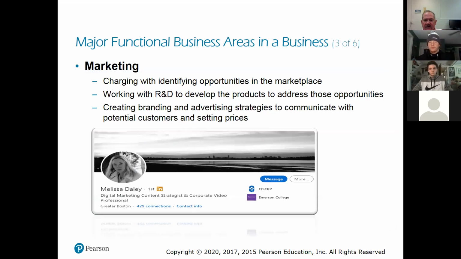We're going to be talking in great length about marketing, and Melissa Daly is going to be a guest speaker. I guess now would be a really good time to talk about this.